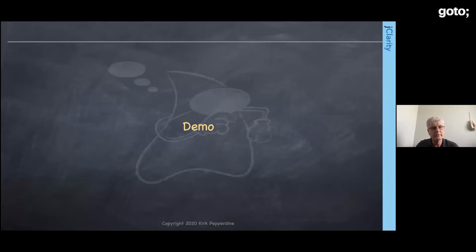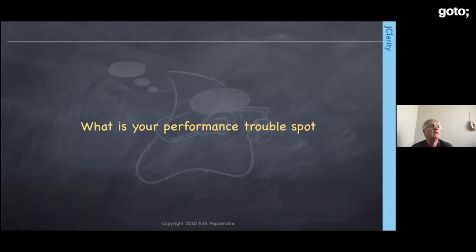The thing we're trying to answer here is what is the performance trouble spot in this particular application? From the title of the talk, you can probably guess it's going to be memory, but let's see how that works out. Here's a question that's been asked: what is your performance trouble spot?